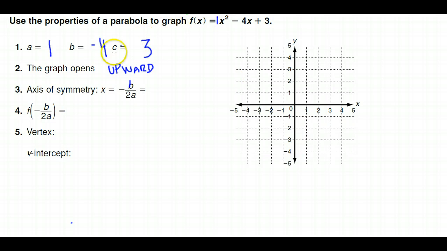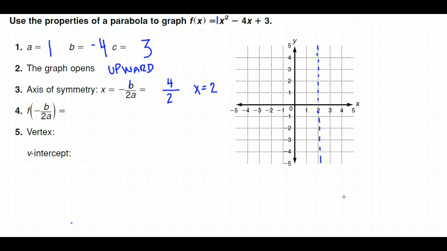So my b value is negative 4, so this is going to be the opposite of negative 4, that's positive 4, all over 2 times a, and a is 1, so that's 2 times 1, which is 2. So my axis of symmetry is the vertical line x equals 2. So I can go over to my graph, and I know that my graph is going to be symmetrical about this vertical line, the axis of symmetry, x equals 2.